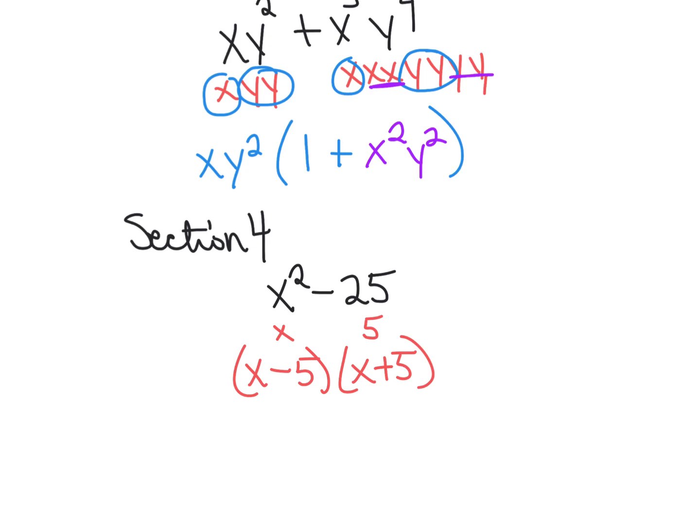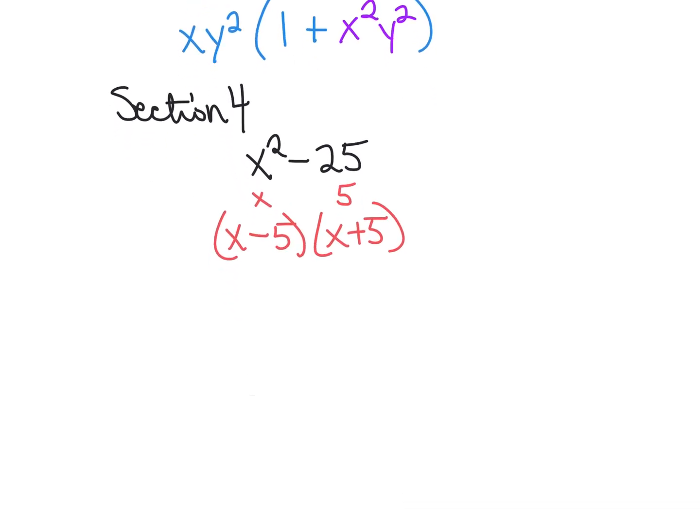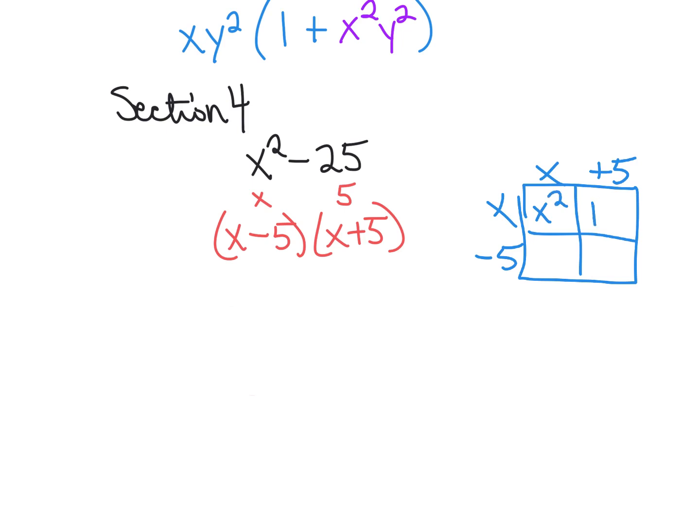So, if I think about this, if I multiply it back out using the box method, I get x squared plus 5x minus 5x minus 25. Do you see how these two things are going to cancel each other? And I'm just left with that x squared minus 25. That's why you have to have the minus in one and the plus in the other.